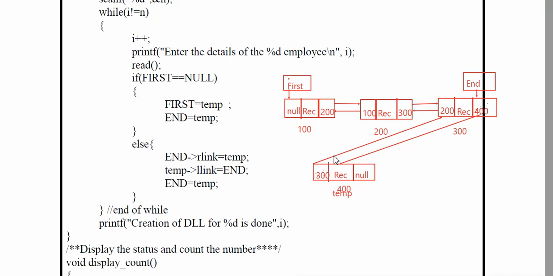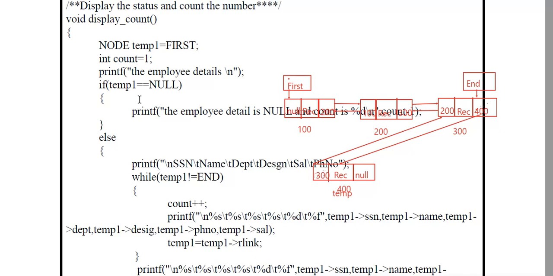So that means end r-link is equal to temp, temp l-link is equal to end, and end is temp. That means we are replacing the end with this temp. So this is my new end pointer for this new list created after adding a new node. The next operation we have in the list is to display and count the number of elements, and also the data of the records in the list.